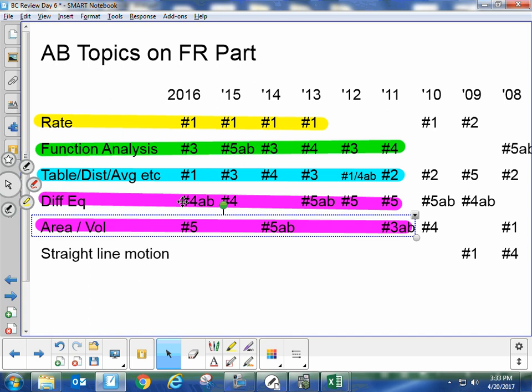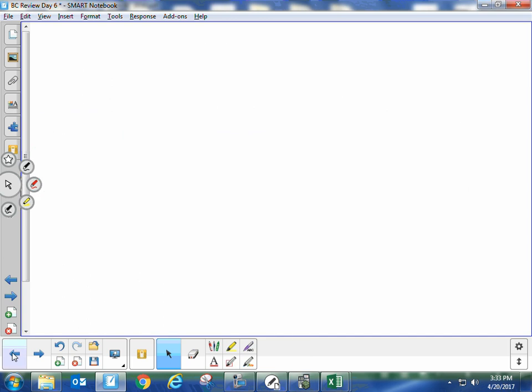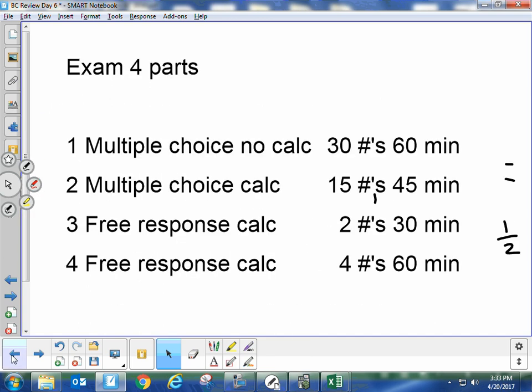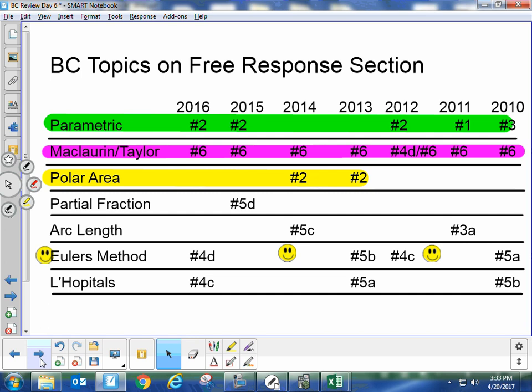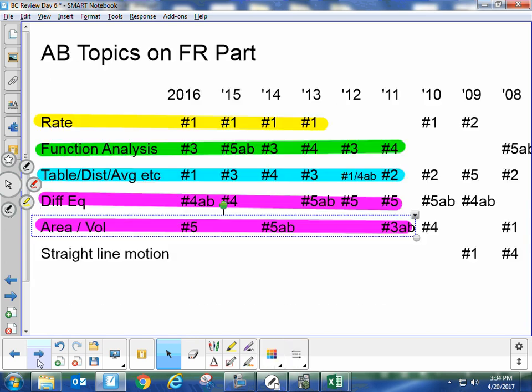They do some area or volume problems, either parts or the entire problem. So if you think about it: parametric, polar, Taylor, rate, function analysis, table, other. Okay? Very specific types of problems. You might think that anything can be asked, but actually it's not anything.